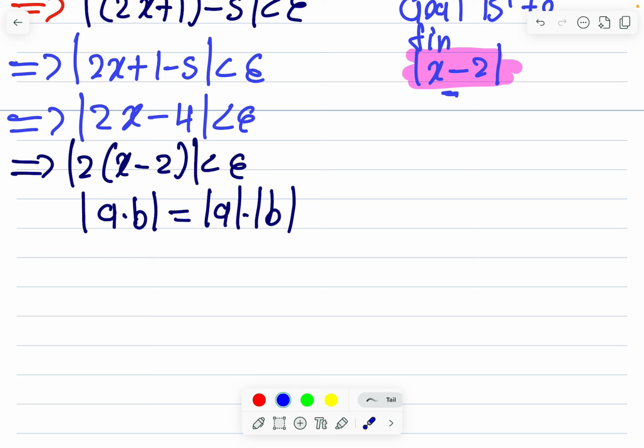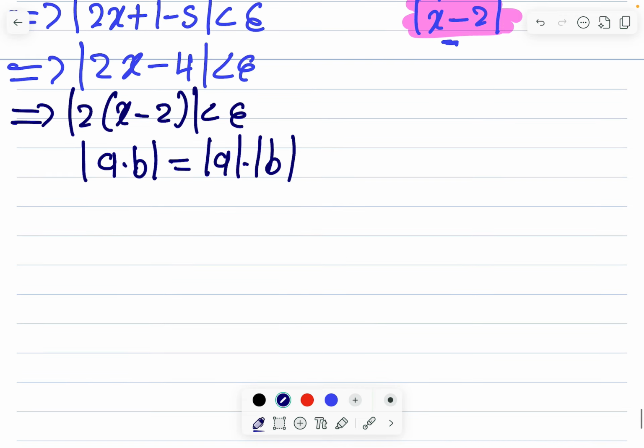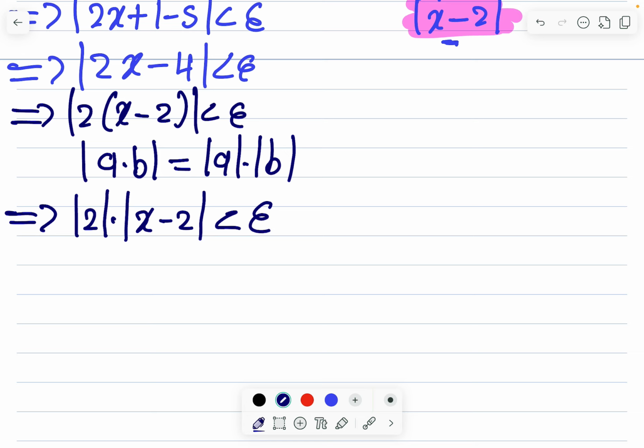So let's move on and find all that they want there. We have the absolute value of 2 multiplied by the absolute value of x minus 2 is less than epsilon. Understand? So our goal is to find x minus 2. Here is x minus 2. So let's find it.